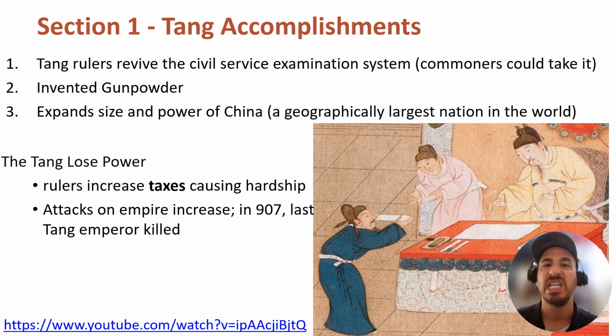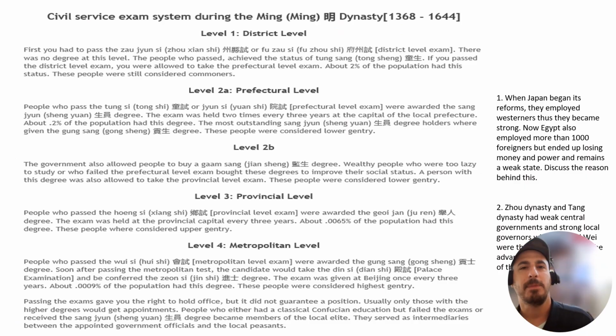The more they tax, the less connection Chinese people feel toward their government. They start having more and more resentment, which causes hardships. And there are more and more frequent attacks all over the Tang Dynasty coming from external sources. Remember, the larger your country is geographically, the larger the area that you have to defend. By the year 907, the final Tang emperor is killed, and here comes the next dynasty. What do they have to do to have the new dynasty? They have to claim the mandate of heaven. And who's going to do that? Well, that's going to be the Song Dynasty.